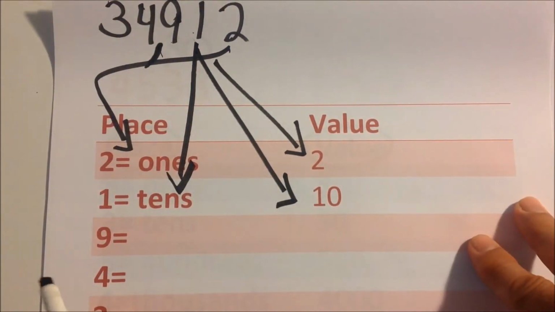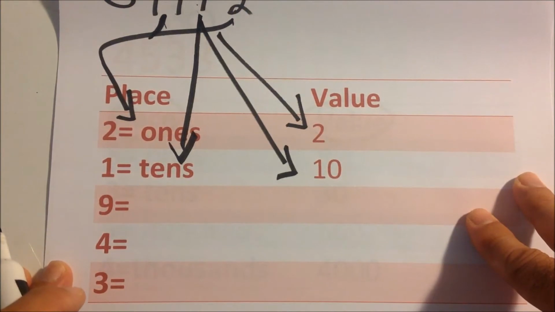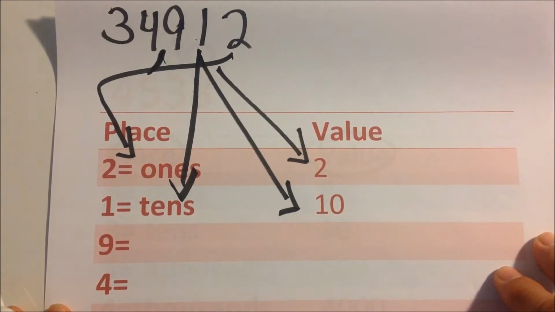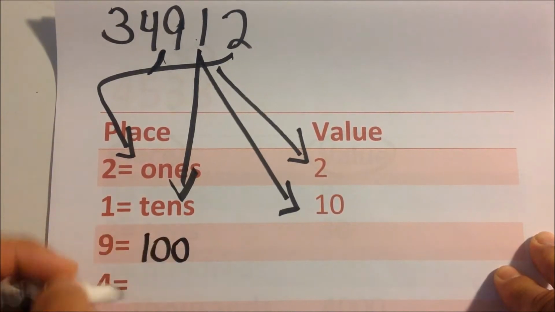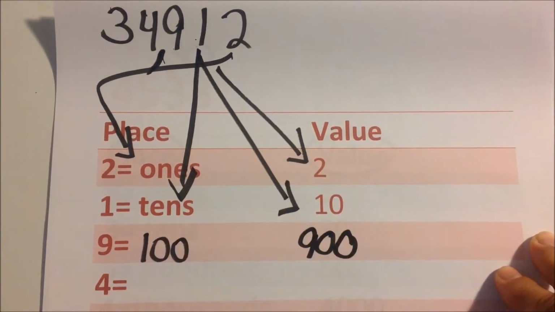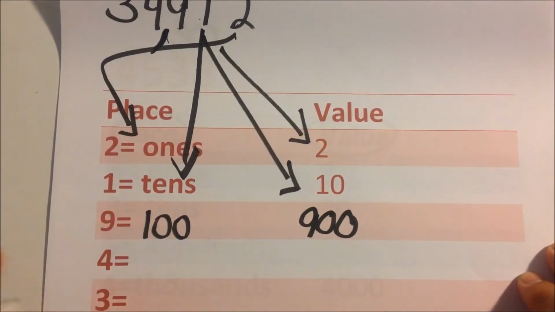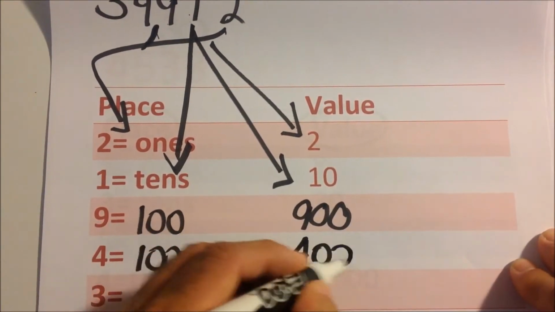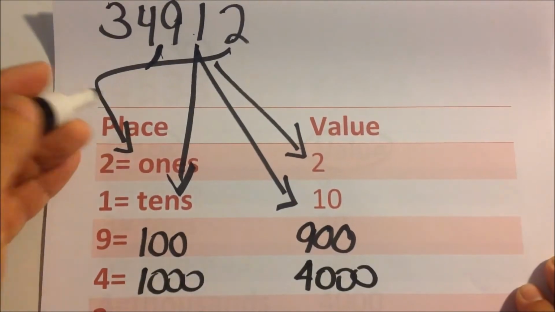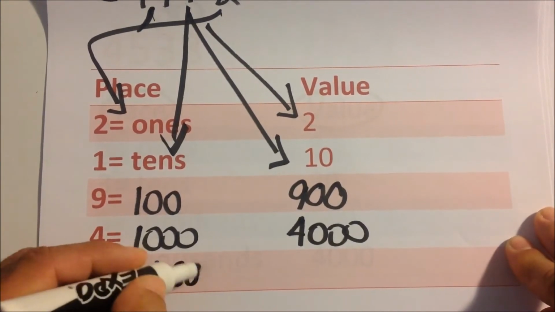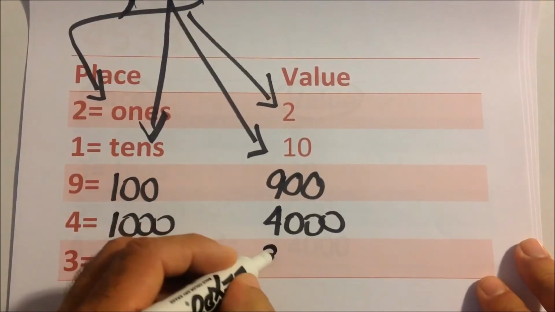So see if you can figure 9, 4, and 3. What's their place and what's their value? So you should pause the tape and try to do that. Okay, so the 9, it's in the hundreds place, and the value is 900. What about the 4? 4 is in the thousands place, and its value is 4,000. And the last one, 3. What do you think 3's in? It's in the 10,000s place, and its value is 30,000.